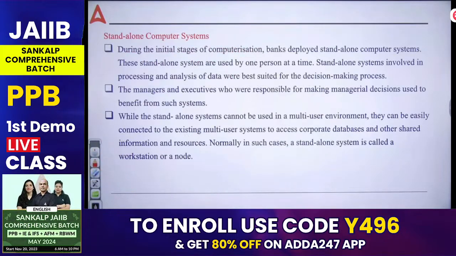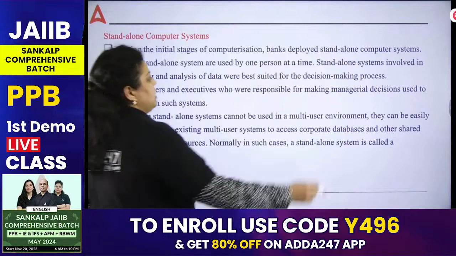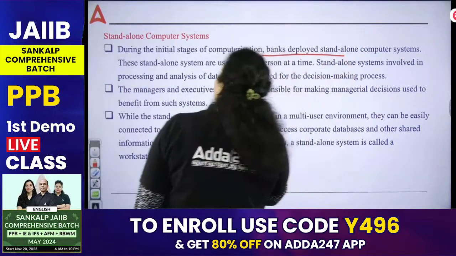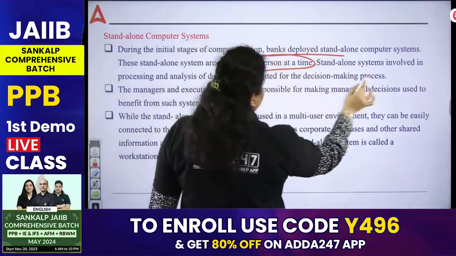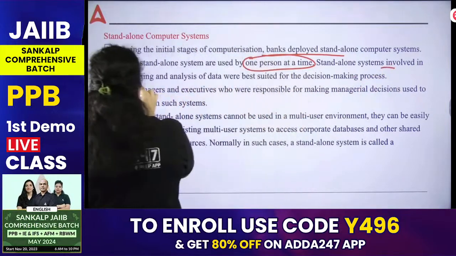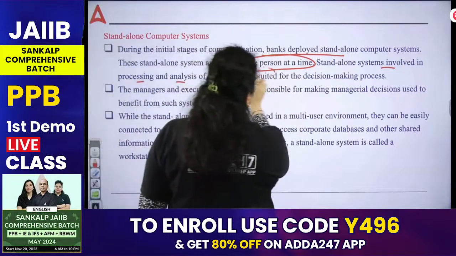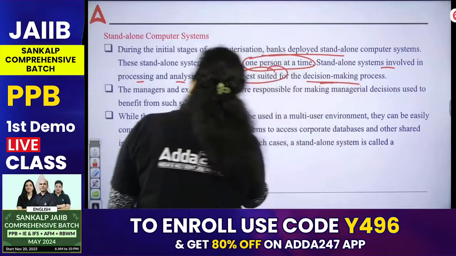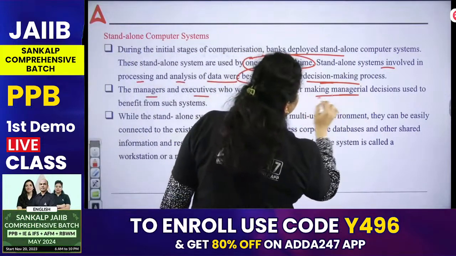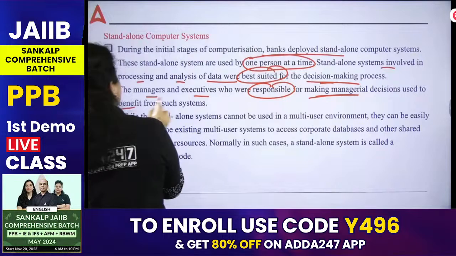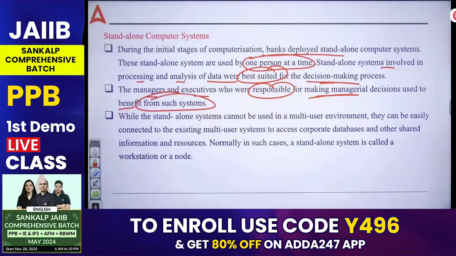Okay, so what is it saying? During the initial stages of computerization, banks deployed standalone computer systems, which are systems used by one person at a time. In this system, the computer is involved in processing and analysis of data. They are best suited for the decision-making process. The managers and executives who were responsible for making managerial decisions used to benefit from such systems.